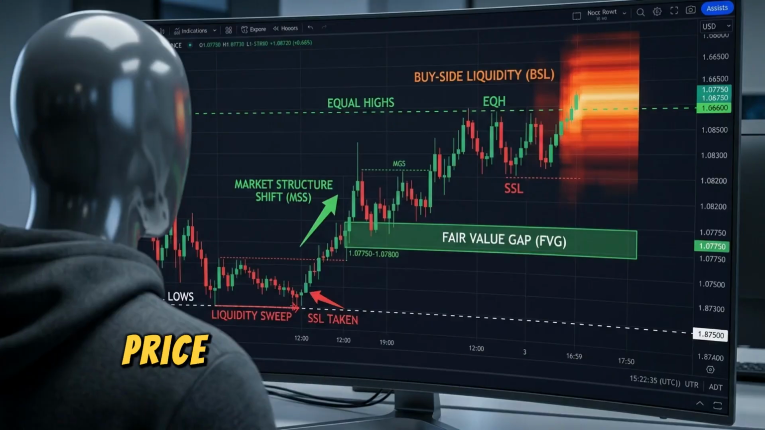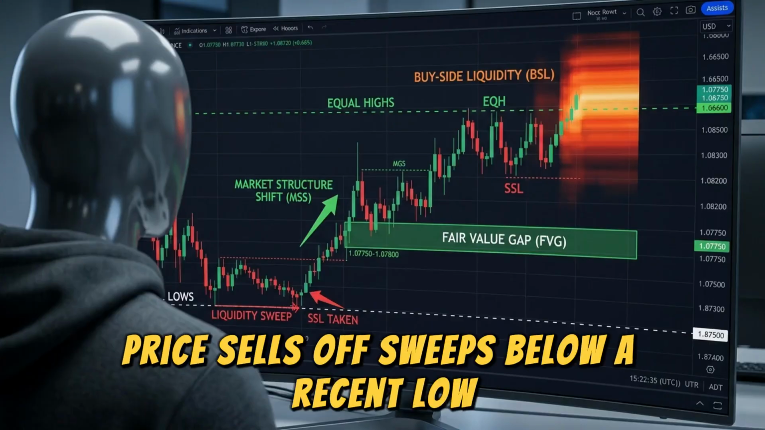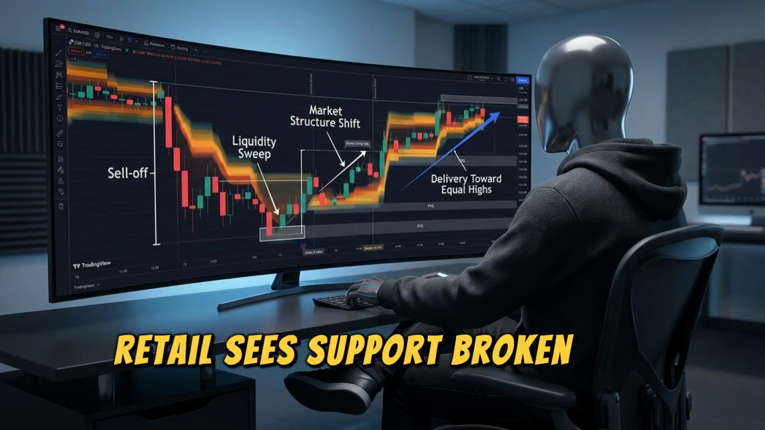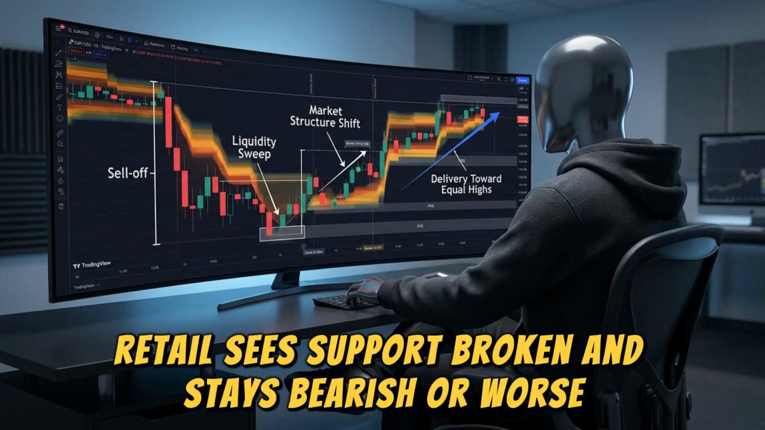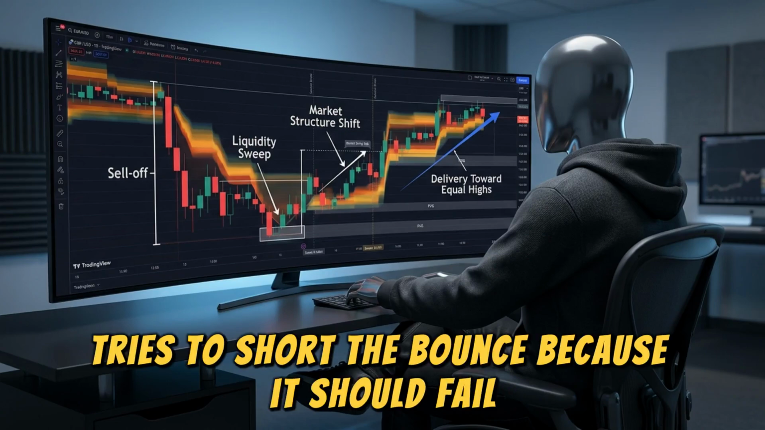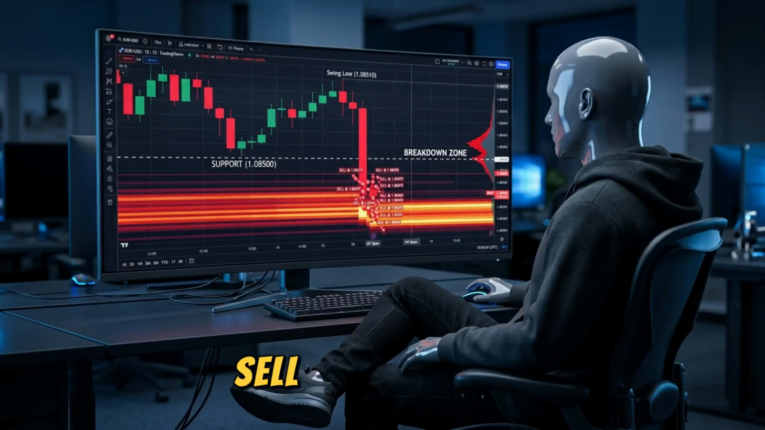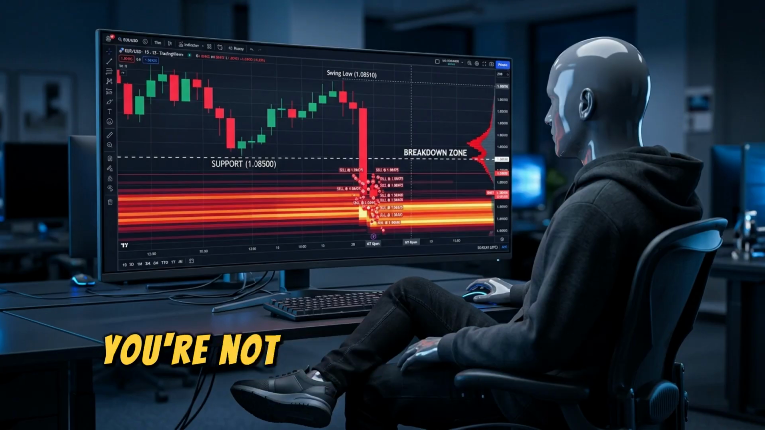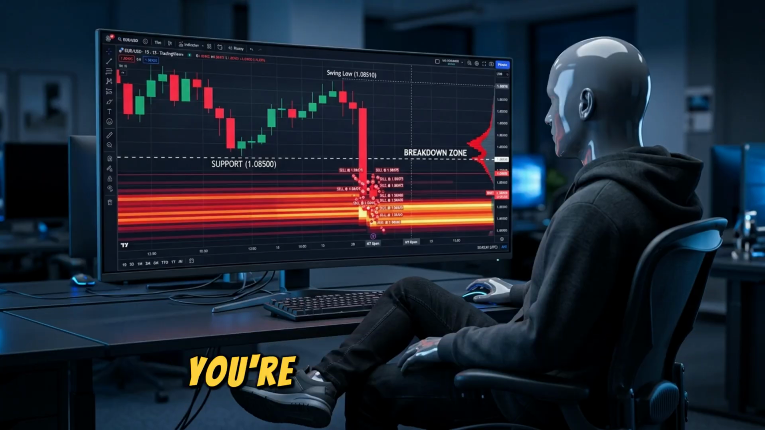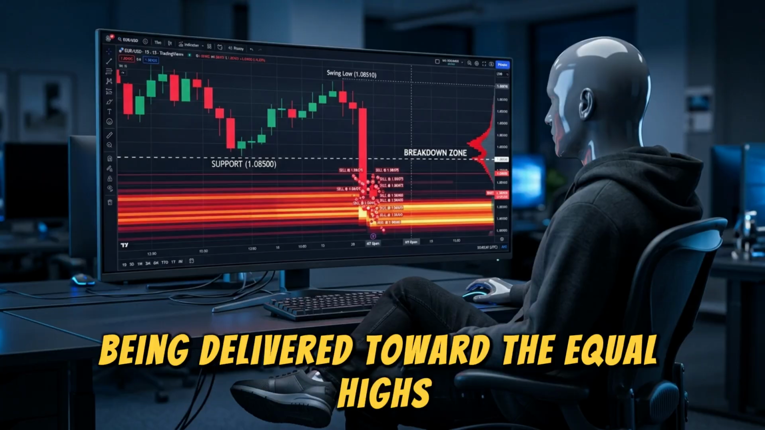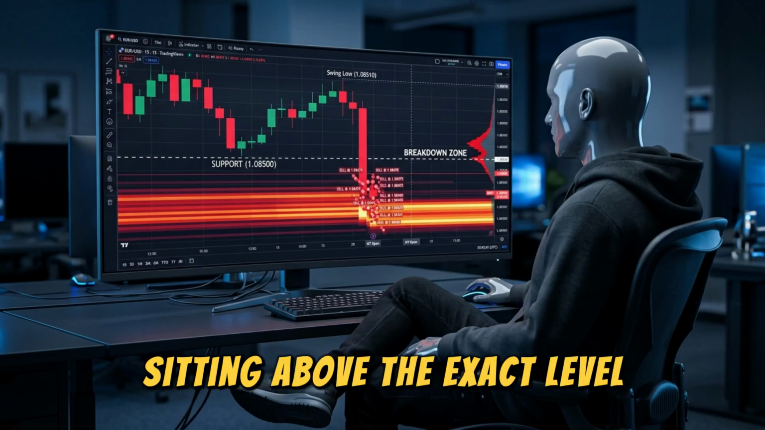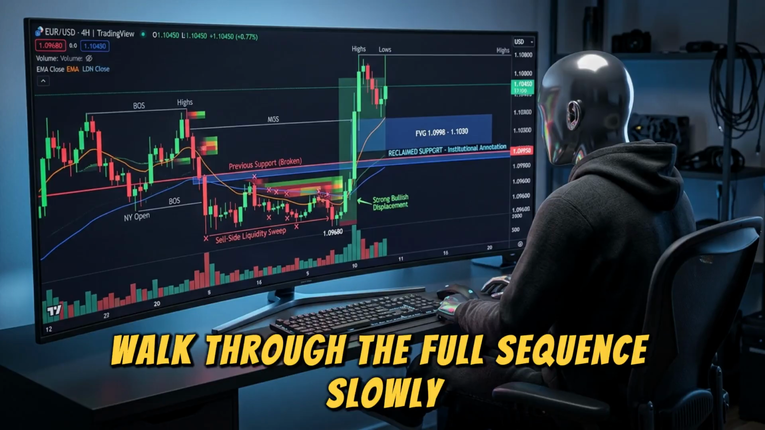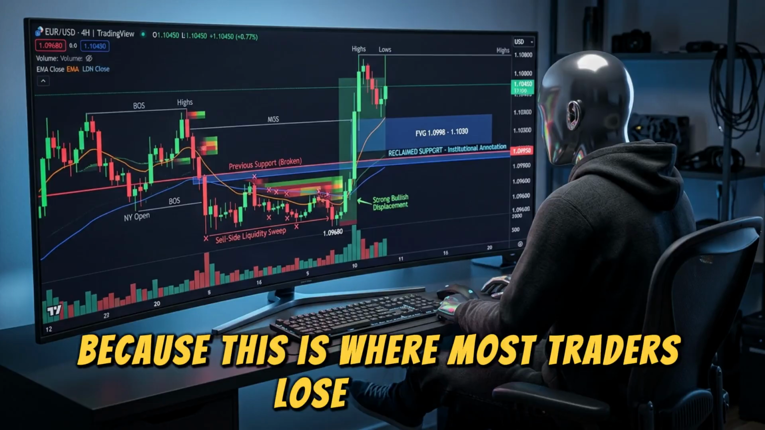Picture this. Price sells off, sweeps below a recent low, and then sharply reverses. Retail sees support broken and stays bearish, or worse, tries to short the bounce because it should fail. But if that reversal is sweeping sell-side liquidity and the market structure shifts on the way back up, you're not looking at a dead cat bounce. You're looking at price being delivered toward the equal highs sitting above, the exact level retail is convinced will hold it down. Walk through the full sequence slowly, because this is where most traders lose the plot.